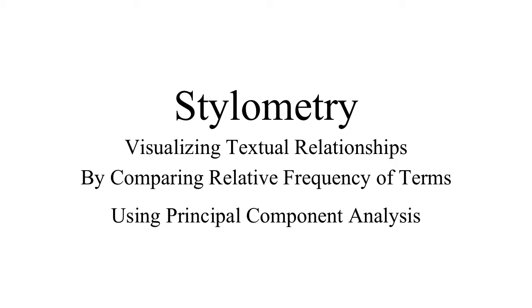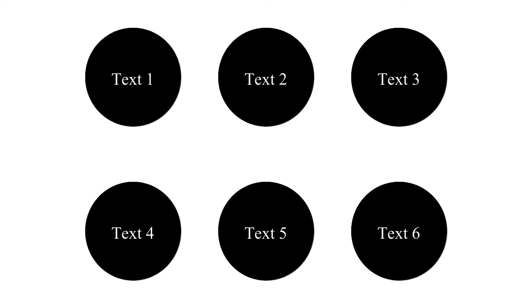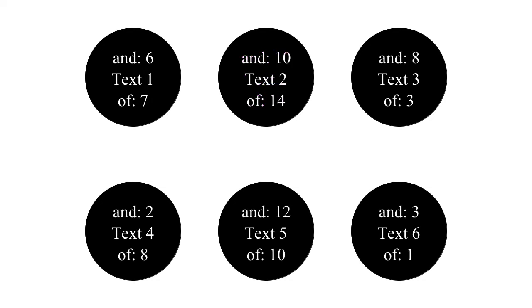So let's imagine that we have a text, and we want to compare it with 5 other texts. Let's say in these hypothetical texts that we have decided that the words "and" and "of" will tell us something about their relationship. So text 1 has "and" 6 times and "of" 7 times. Text 2 has "and" 10 times and "of" 14 times. Text 3 has "and" 8 times and "of" 3 times, and so on and so forth.